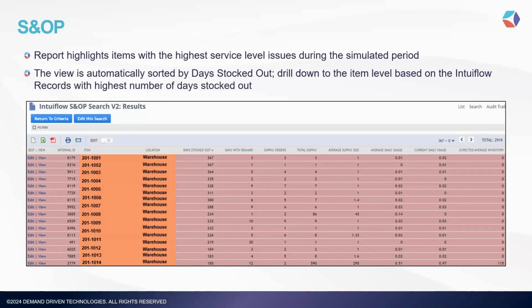So as you can see from here, in the simulation period, it's showing that this item is stocked out for 367 days. And you can see the attributes or transactions affecting that item, right? So in terms of the number of days of demand and the number of simulated supply orders you would have generated. From here, you can also drill down to the item level, right? So this gives you visibility overall, sorted by items that have the highest number of issues. And then you can click the view button here next to an item to drill down into item level specifics.